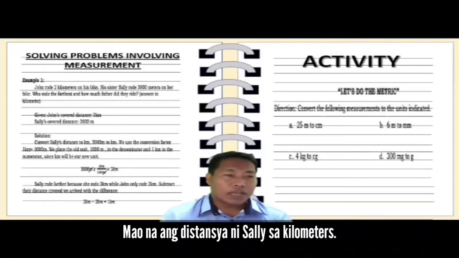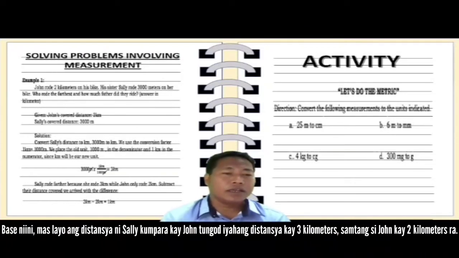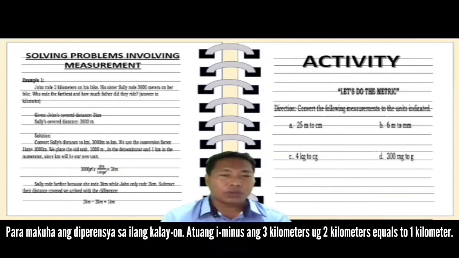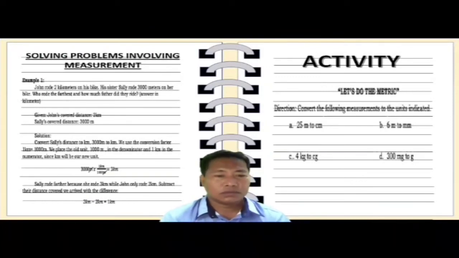Now that is Sally's distance. So therefore, Sally rode farther because she rode 3 kilometers while John only rode 2 kilometers. Now we're going to subtract the distance covered. We arrive at the difference: 3 kilometers minus 2 kilometers is equal to 1 kilometer. Okay. Questions? Okay, very good.